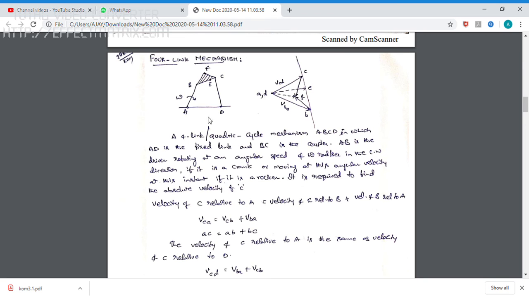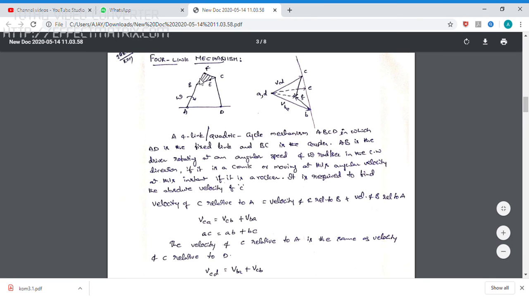Just observe here, AD is the fixed link. Unfortunately I did not draw dashed lines here, but AD is the fixed link. Next link AB. Next, for my explanation purpose, this entire thing I consider as one link, BCF. Next, CD is the fourth link. You understand? In this case, AD is the fixed link, BC is the coupler, and AB is the rotating element.